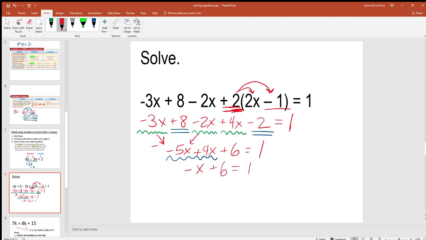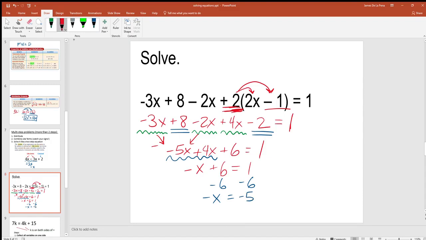And so now we've combined everything together. Then it just becomes a two-step equation. So just like we did before, we want to cancel out our addition and subtraction to get x by itself. So we have plus 6 over to the side. Let's do minus 6 on both sides. That's going to leave you with negative x equals 1 minus 6, which gives you negative 5.